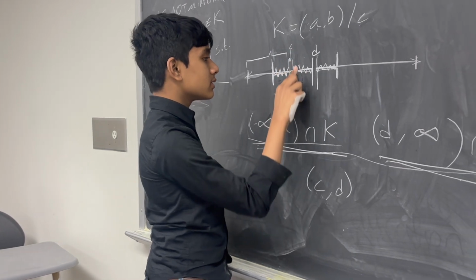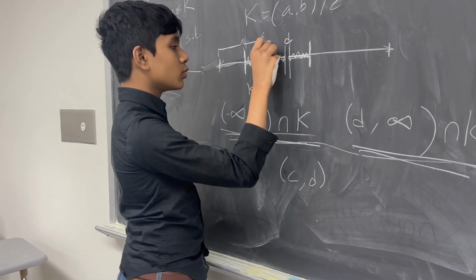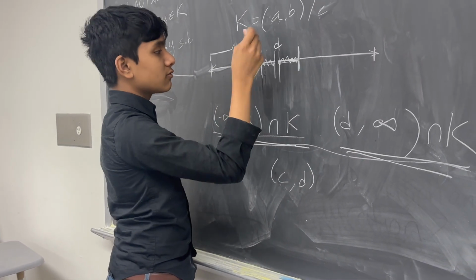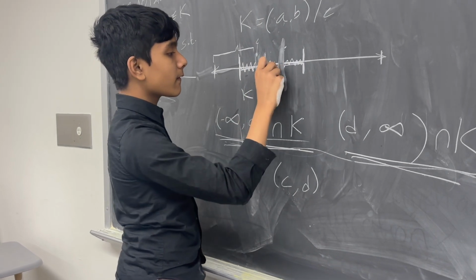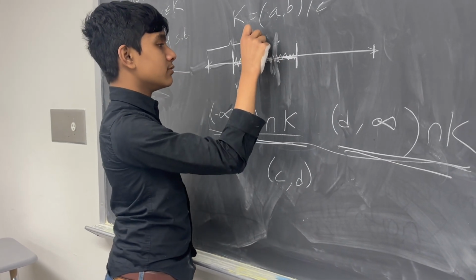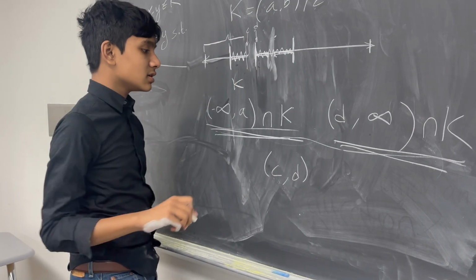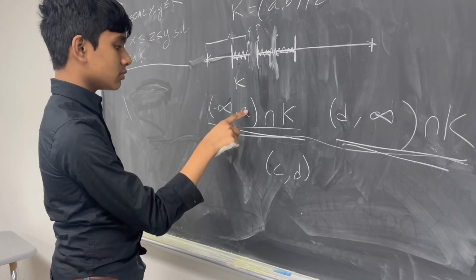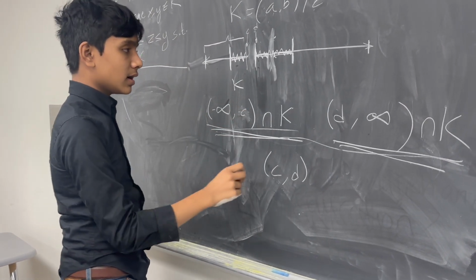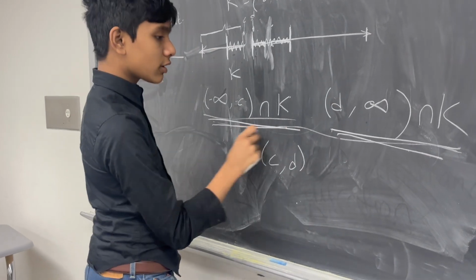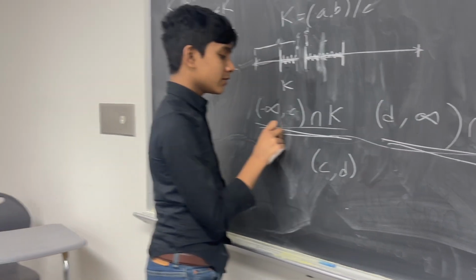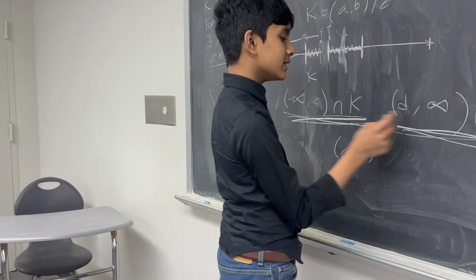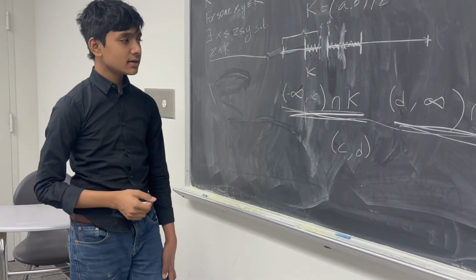If there are infinitely many points removed in a certain section from, let's say, C to D, we can do the same shenanigans. We can just say, okay, we have minus infinity to C and D to positive infinity.